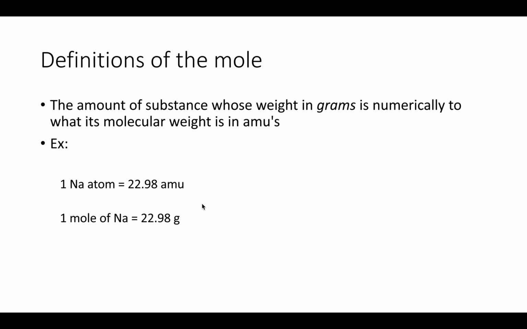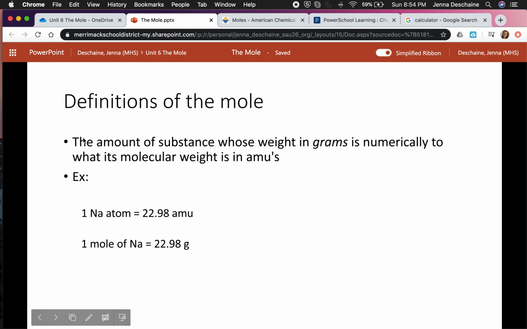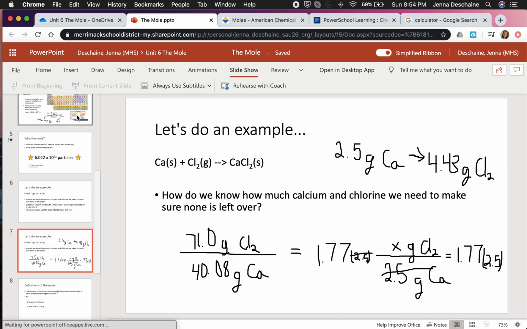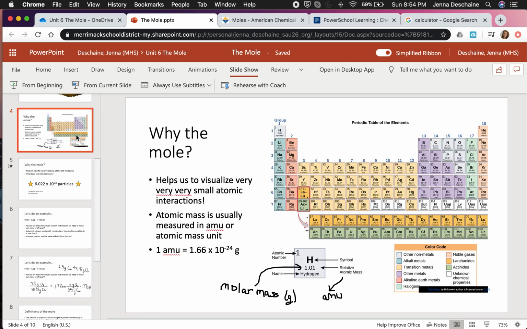Okay, so if I ask you for the molar mass, all you have to do is look at the atomic mass under your periodic table and change the unit to grams. Okay, because the atomic mass of hydrogen is going to be the same as the molar mass, except the molar mass is measured in grams, the atomic mass is measured in AMU.